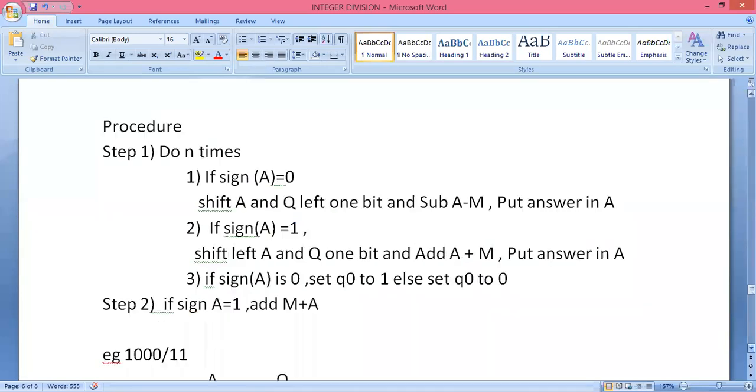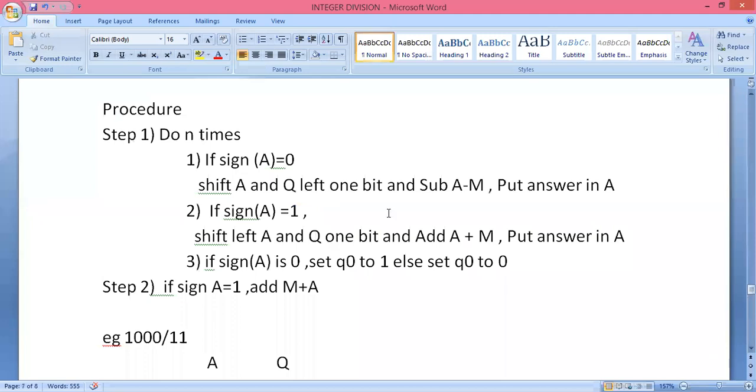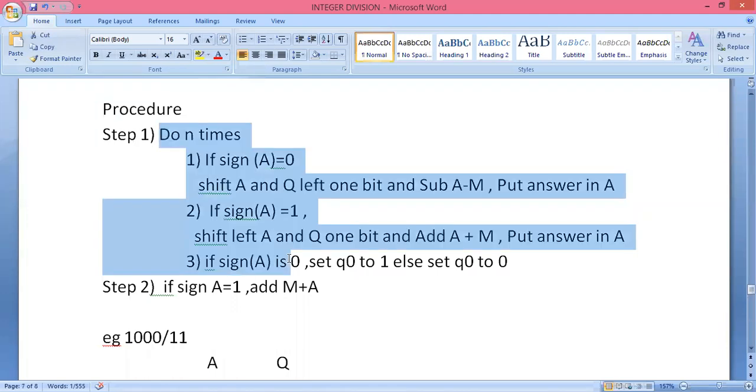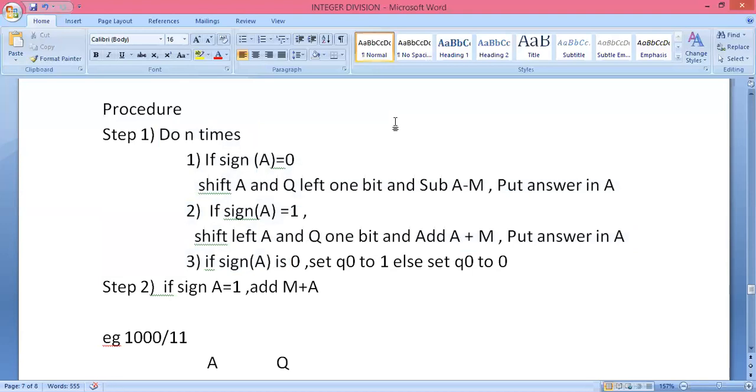Now see what we are doing over here. The entire process is divided into 2 parts. This is step 1, which we are going to repeat n times. That means in the previous case, our dividend was 4 bits long. So we are going to repeat only this process 4 times. Only step 1, remember that. After you repeat the first step 4 times, then step 2 has to be done only 1 time. Step 2 is the last step.